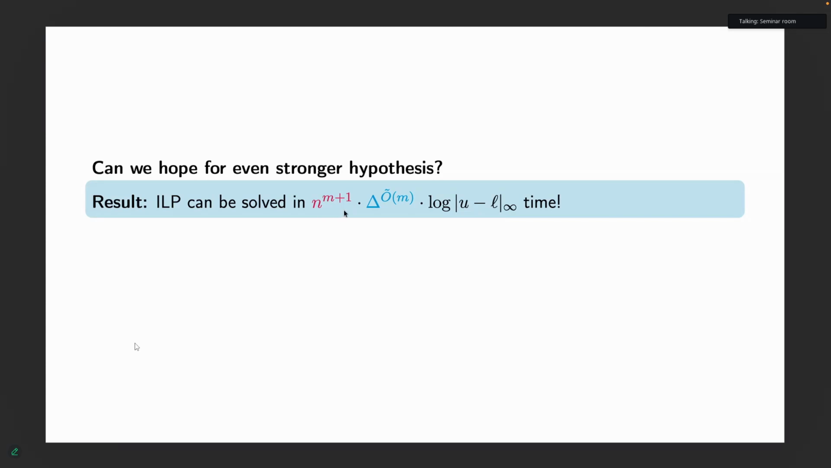If you don't require it to be FPT in delta and m, if you are happy with a factor that is n to the m plus 1, then you can do this in this time. This is the bound on the largest of the upper and lower bounds. So just polynomial.